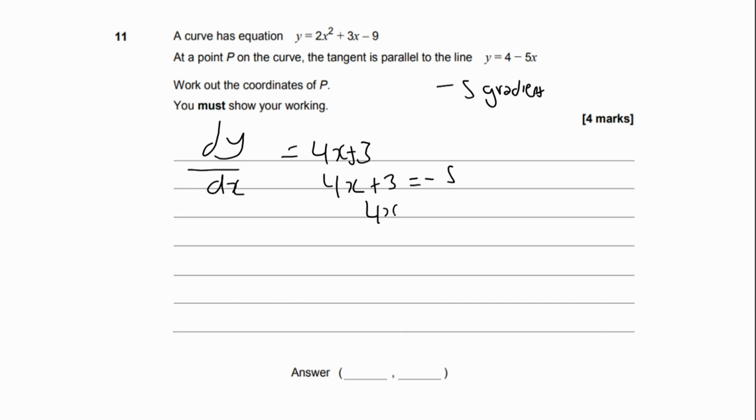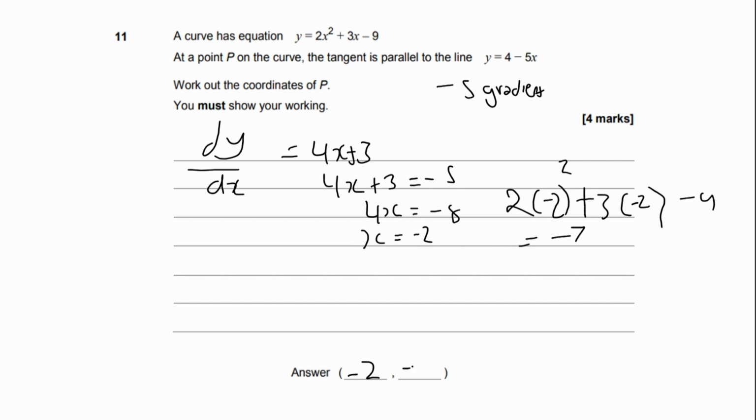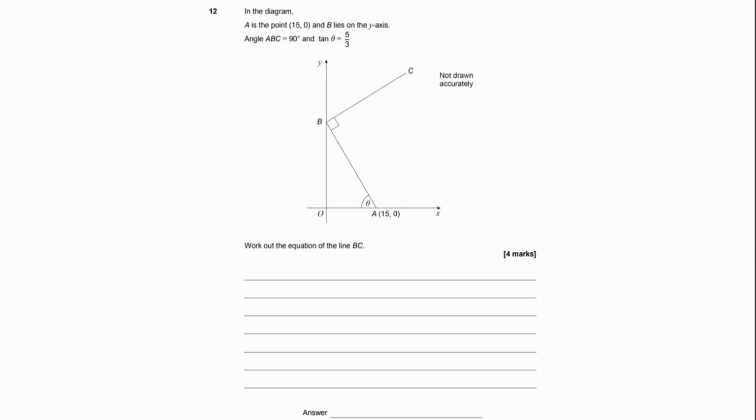Minus 3 both sides, 4x equals negative 8, divide by 4, x equals negative 2. Now this is only the x coordinate, we're looking for the y coordinate as well because we're working out the coordinates of P. So you're going to plug negative 2 back into this equation. You're going to get 2 times by negative 2 squared plus 3 times by negative 2 minus 9, and that should give you an answer of negative 7. So your answer is negative 2 and negative 7 for this one.